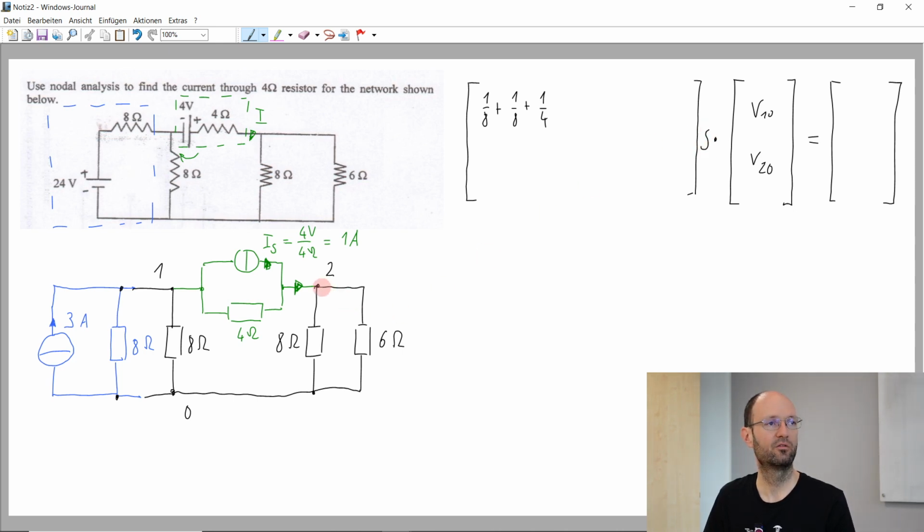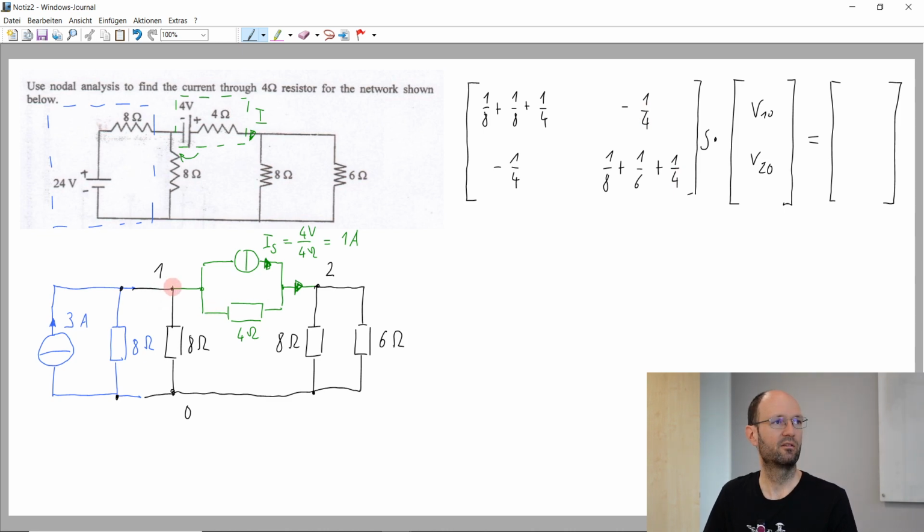At the second node, we have 1 over 8, 1 over 6, plus 1 over 4. And the connecting conductance, or coupling resistance, between this node and this node is 4. So it's minus 1 over 4, minus 1 over 4 here.